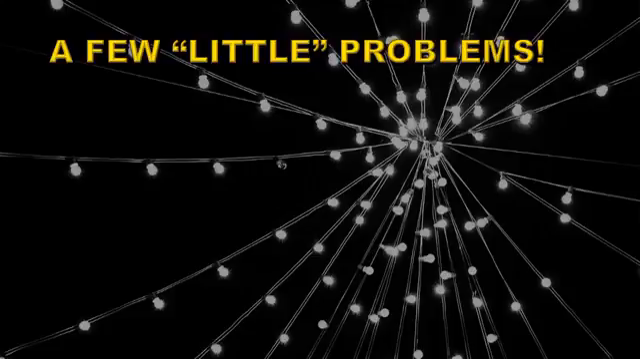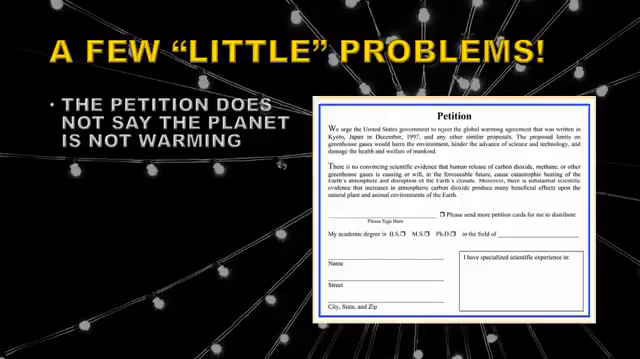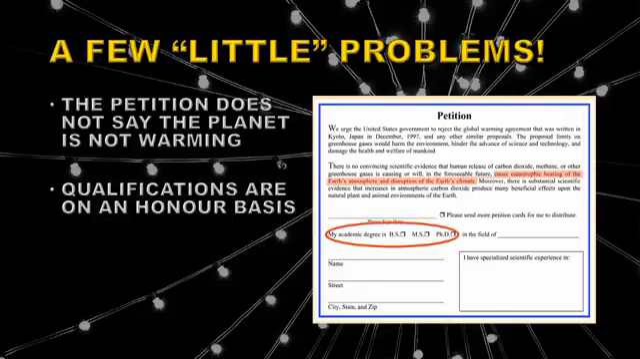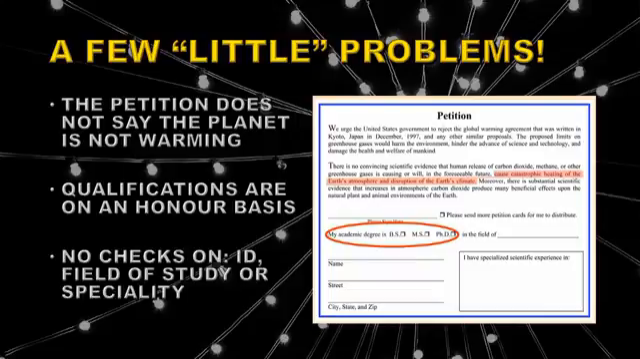However, there are a few little problems with the petition project. This is a copy of the form you had to fill out. If you actually read the petition itself, it doesn't actually say the planet isn't warming. It says merely that it won't be catastrophically warming, and catastrophically is not defined. Also, the qualifications of the signatories are done on an honour basis. You can fill in any box you like. And there are no checks on ID, field of study or speciality. This is shown by the fact there were a lot of bogus names in the list of signers. There were cartoon characters, film stars, and a lot of dead people.